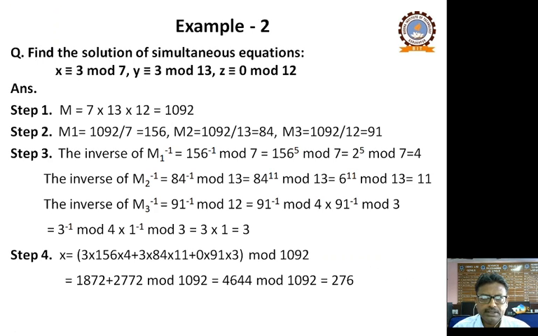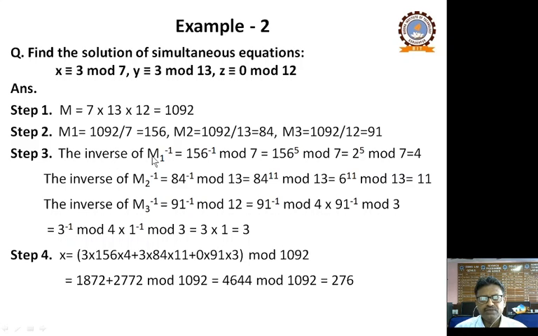The second one is the simultaneous equations, which are given as x is equal to 3 mod 7, y is equal to 3 mod 13, z is equal to 0 mod 12. Now this is not x, y, z. These are 3 different equations, but the same variable is there. X, y, z is the same. So this is the second example. So we are calculating M is equal to 1092 as 7 into 13 into 12. M1 is equal to 1092 upon 7 and so on.